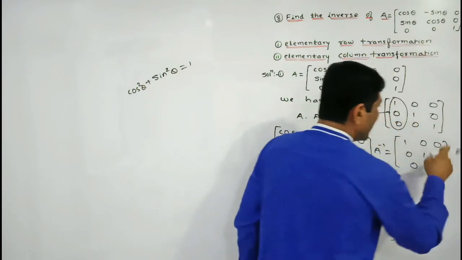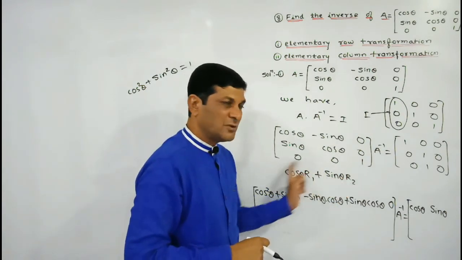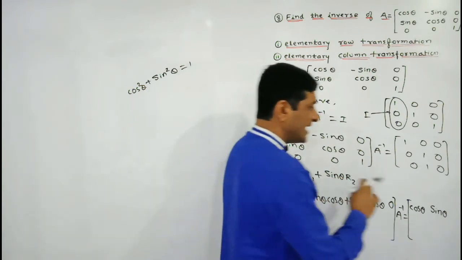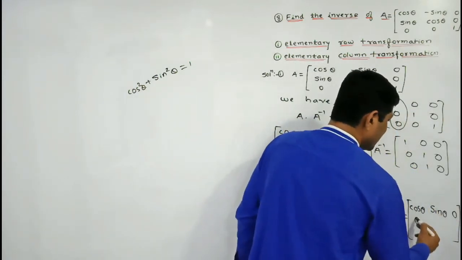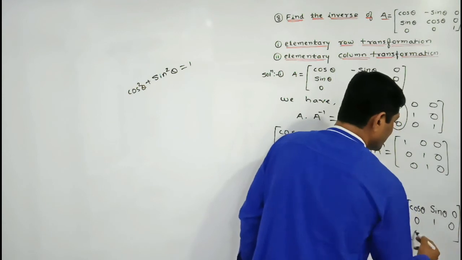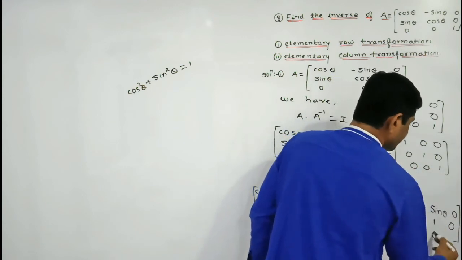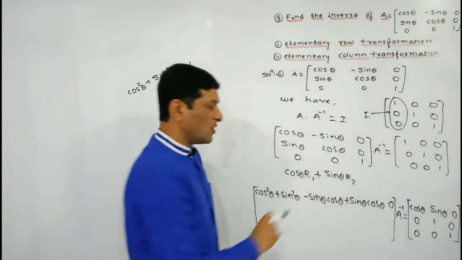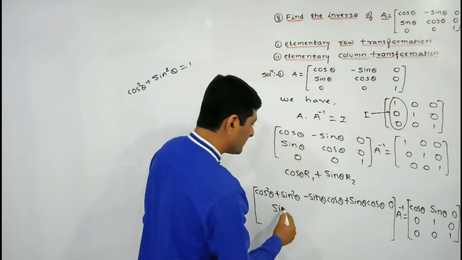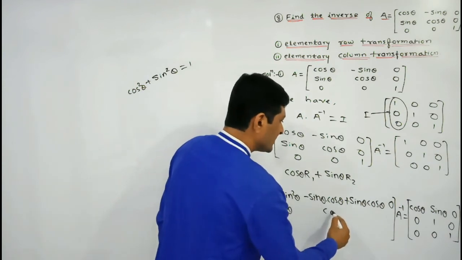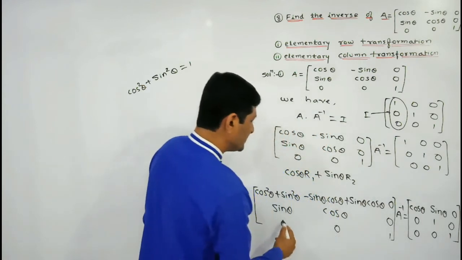Lastly, substitute R1 and R2 equal to 0. R1 is 0 and R2 is 0 means both the terms will become 0, and the addition of both the terms, 0 plus 0, will be equal to 0. Keep the remaining elements 0, 1, 0, 0, 0, 0, 1 as they are. Okay, in this way we have performed the operation on R1. Keep the elements of R2 as they are. The elements of R2 are sin theta, cos theta, 0, 1, 0, 0.